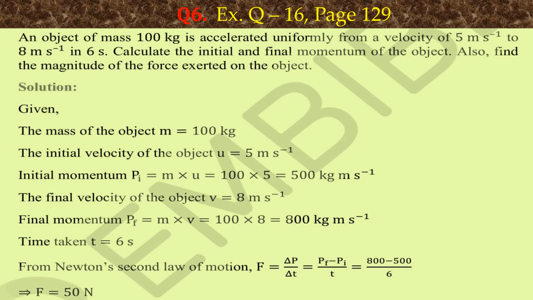Mass of the object m is given as 100 kg. Initial velocity u is given as 5 meter per second. Final velocity v is given as 8 meter per second. Time t is equal to 6 seconds.